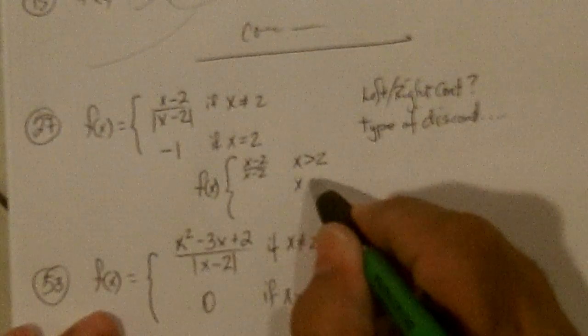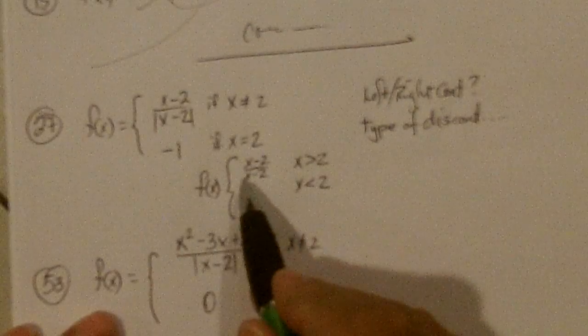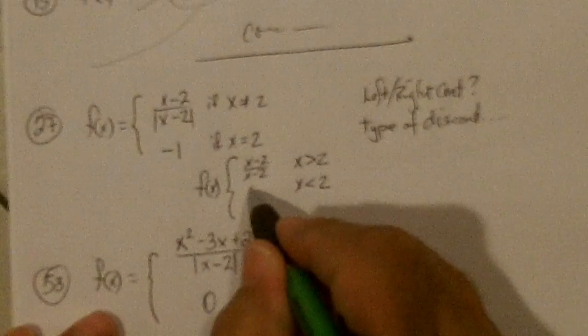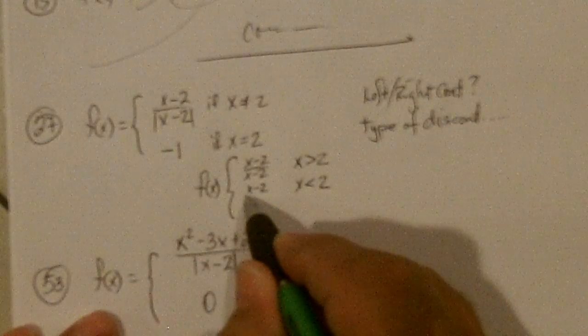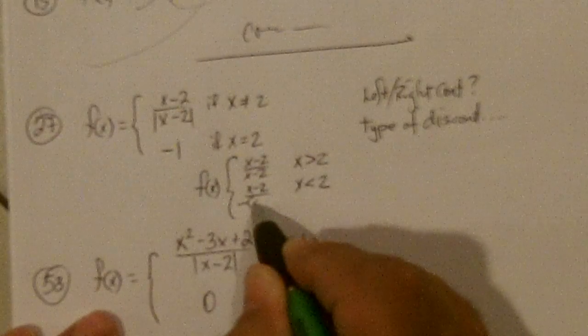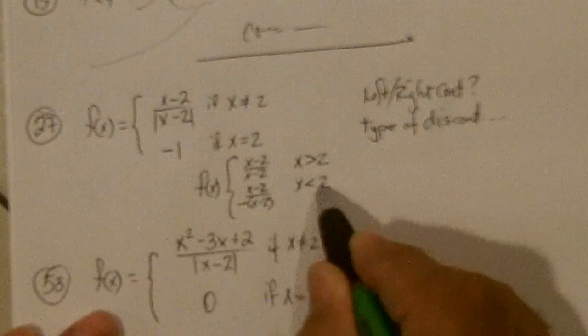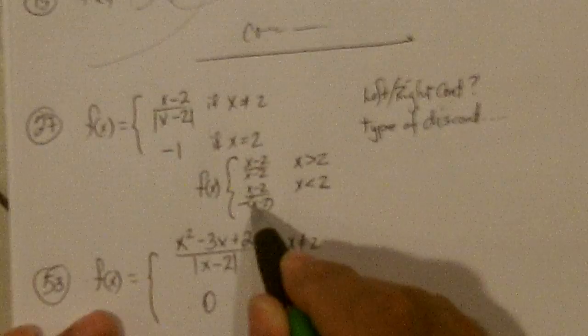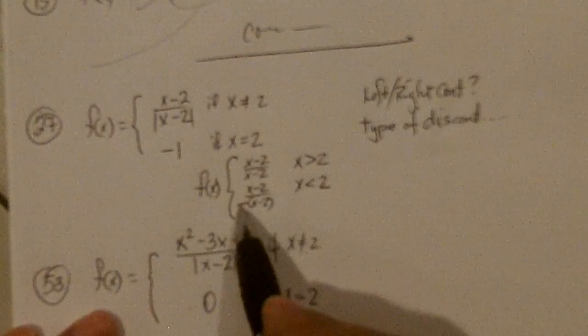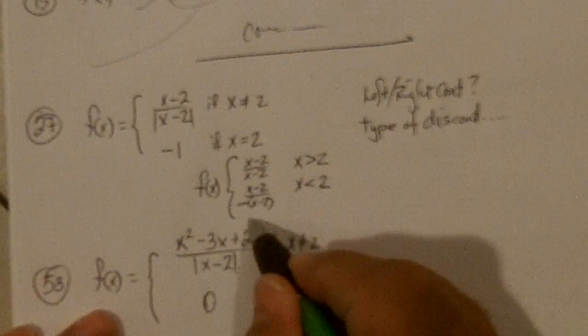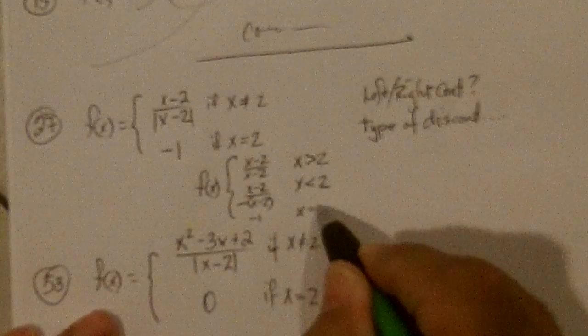Now if x was less than 2, it would change the sign of this and we'd have x minus 2. It wouldn't change the numerator, but the absolute value would change this to the opposite of x minus 2. Because if I put something smaller than 2, like 1 or 0, this is negative, and the absolute value would change the sign of it. That's what that's saying. And otherwise it's negative 1 when x equals 2.